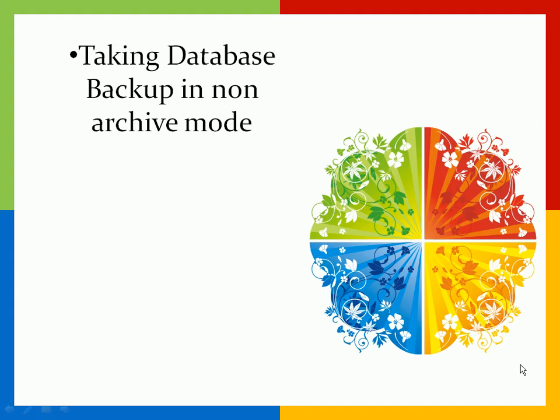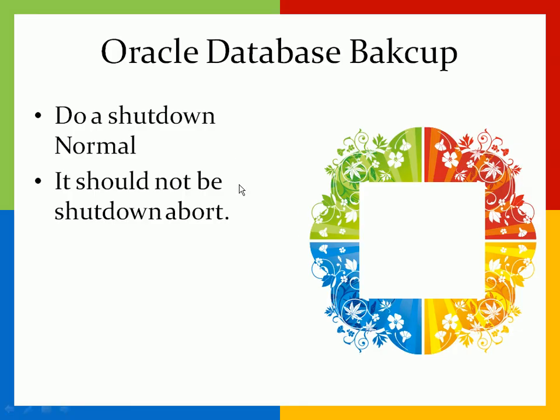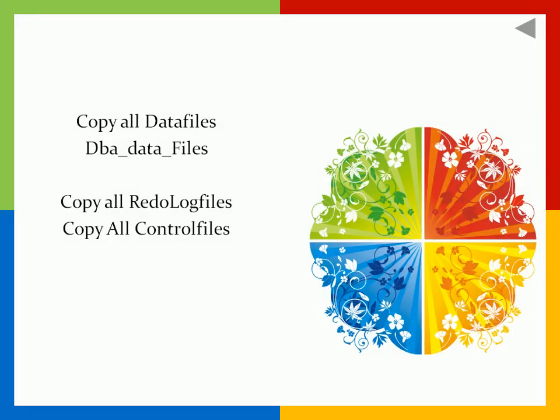In this video, we'll understand how to take a backup in a non-archive mode. To take a backup of a database in a non-archive mode, we first need to do a proper shutdown. It should not be a shutdown abort. Then you need to copy all the data files, all the redo log files and the control files to the backup destination. So right now we'll see how it is accomplished.